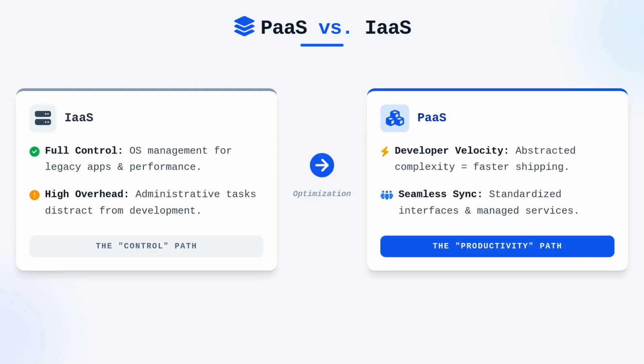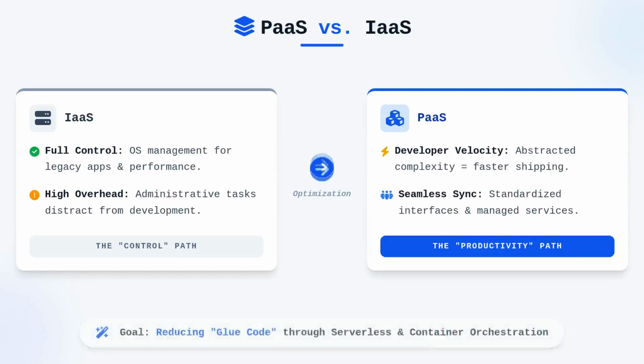Whether you are using container orchestration platforms or serverless computing models, the goal remains the same: reducing the glue code required to connect services. By using built-in development tools and business intelligence services, you effectively increase the velocity of your engineering teams. Collaboration becomes seamless because the entire team operates against a standardized set of platform interfaces and managed services provided by the cloud vendor.